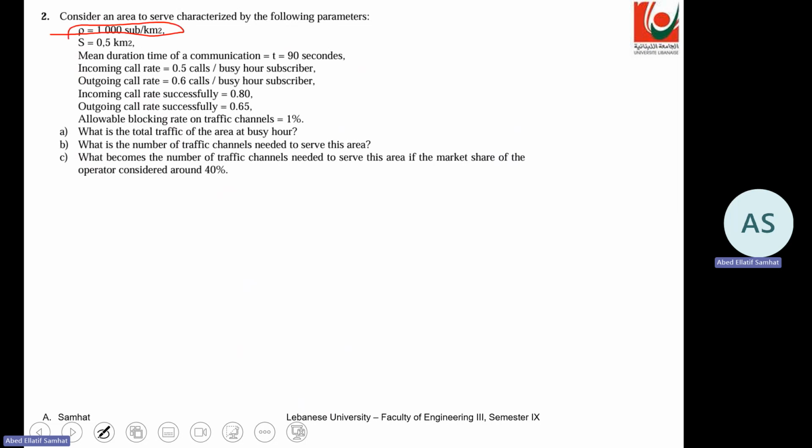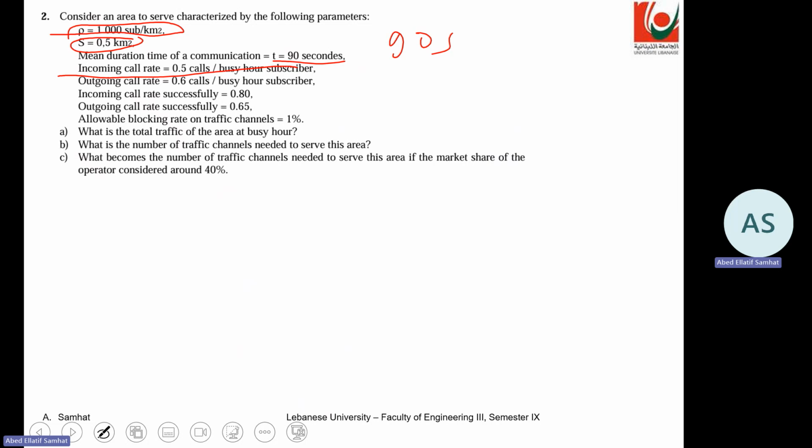We have a density of 1,000 subscribers per kilometer squared, an area of 0.5 square kilometer, and the mean duration of communication is around 90 seconds. The incoming call rate is around 0.5 calls per busy hour. The outgoing call rate is about 0.6 calls per busy hour. The incoming call success rate is 0.8, the outgoing is 0.65, and the blocking probability is 1%, which is 10 to the power minus 2. What's the total traffic of the area at busy hour?